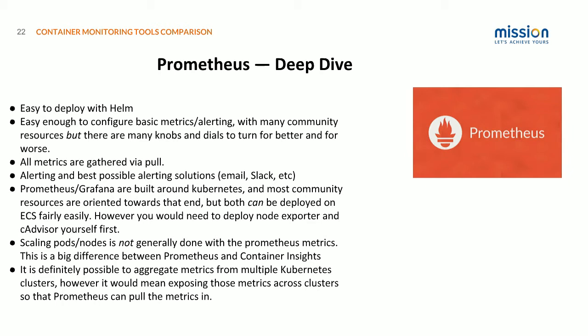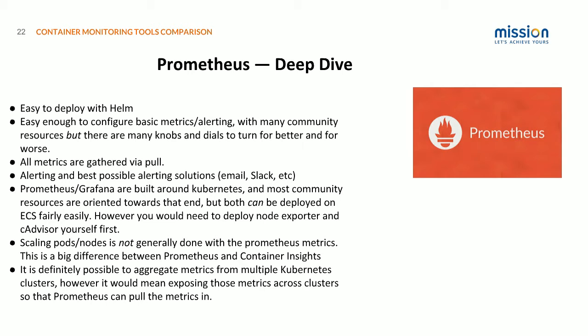Most metrics, it says here all metrics are gathered via pull. That's not strictly true. I shouldn't have written that. But that is the standard of how metrics are being gathered by Prometheus. There is a push gateway where metrics can be pushed in if that's the only way it can be done, essentially for your specific metric that you want. And then because it is open source and extensible, alerting can happen through all sorts of different integrations: email, Slack, HipChat, whatever is the chat tool that your organization uses.